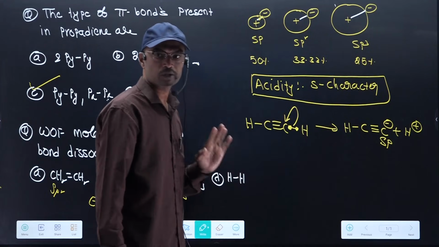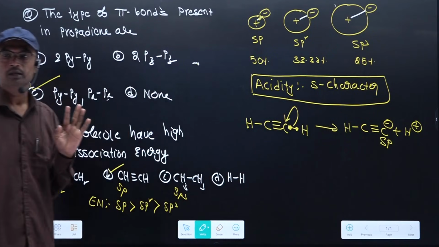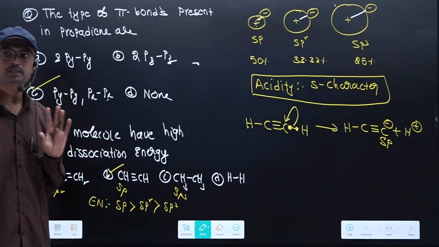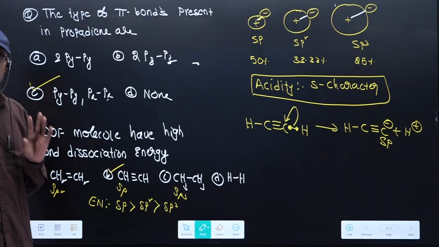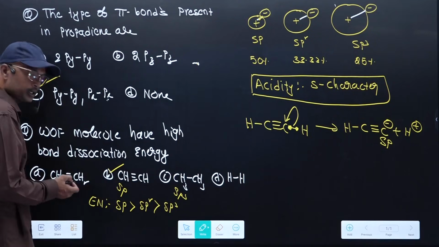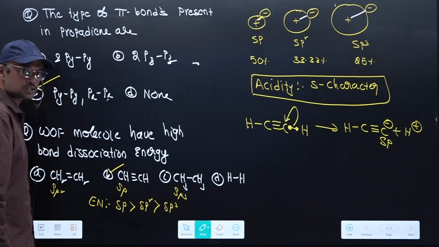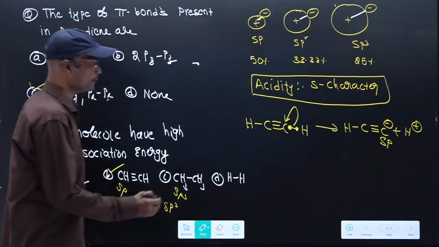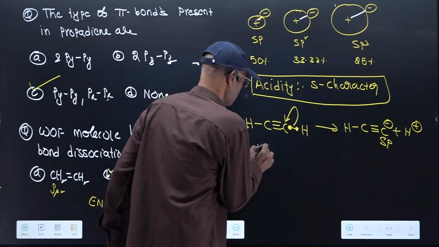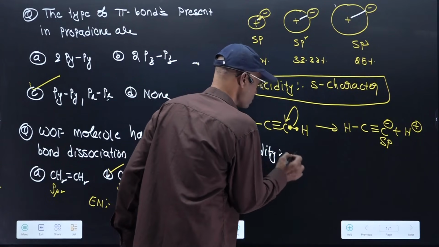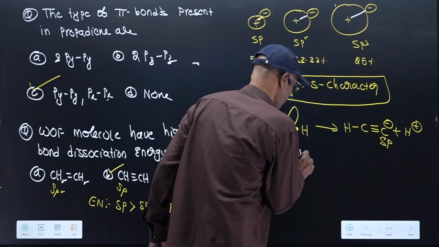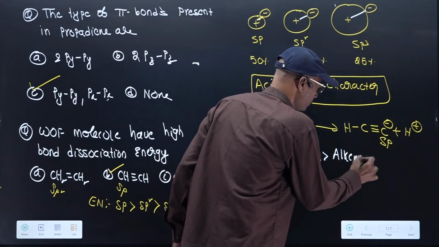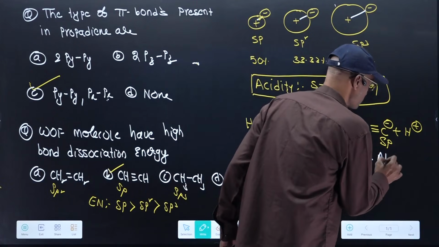So that's why this concept is very, very important. So finally, one conclusion between double bond, triple bond and single bond: which is more acidic? Between triple bond, double bond and single bond, which is more acidic? Triple bond is more acidic, simple. Alkyne is a triple bond or not? Alkyne is more acidic than alkene. Alkene is more acidic than alkane.